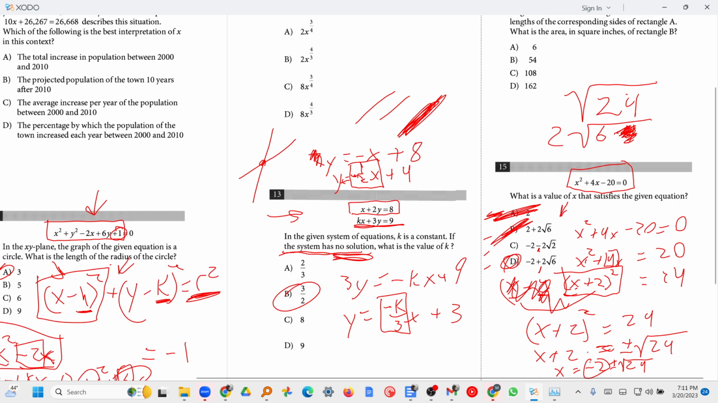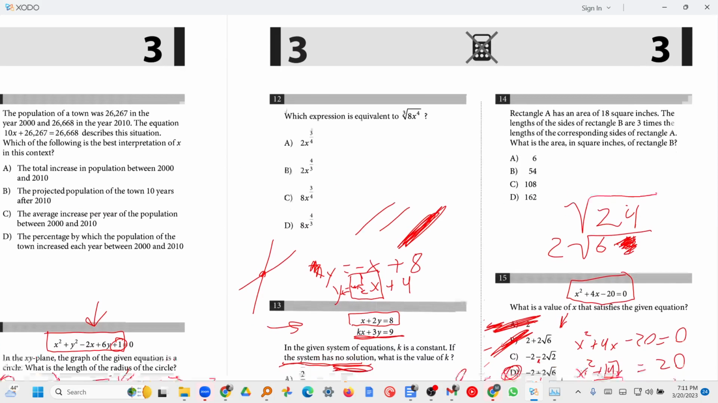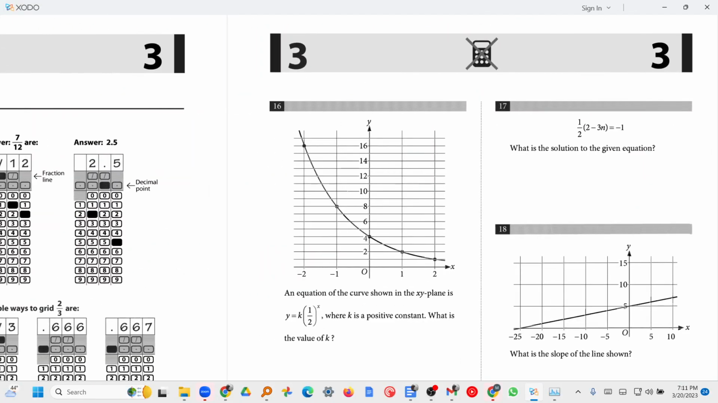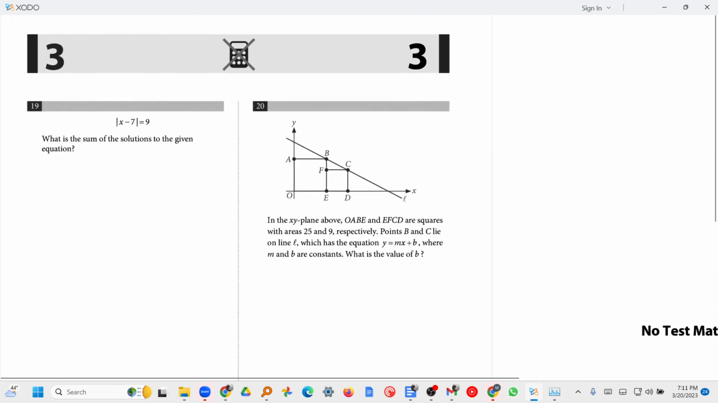But this is another one I am perfectly happy to try jamming 2 in there. We're not in the calculator section, so I'm just going to let that one go and get on to other questions, honestly.